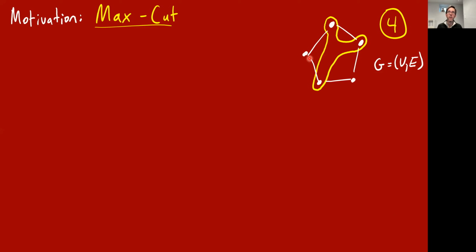This edge is cut. It goes from inside to outside. This edge is cut. This edge is cut. This edge is cut. And despite the picture, this last edge is not cut because its endpoints are both in S. Okay, so this cut 4 edges, and that's actually the maximum cut in this graph. It's impossible to partition the pentagon into 2 sets such that it cuts all the edges because the pentagon is not a bipartite graph. Okay, so max cut is: given the graph, find the cut of largest cut size.